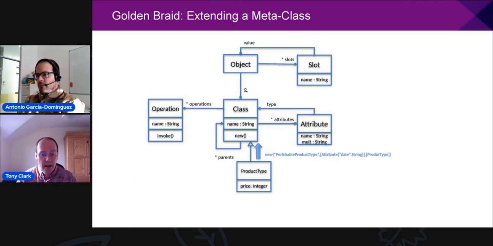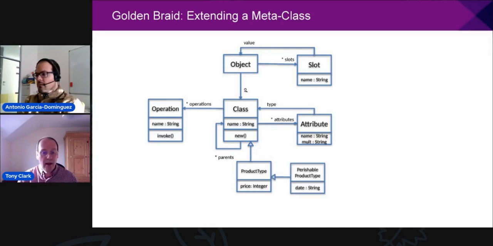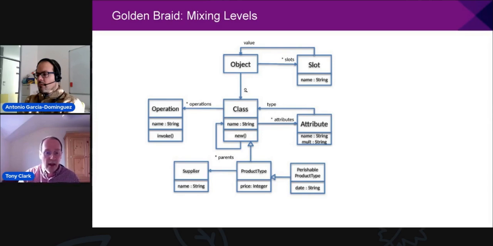Here's extending a meta class. We can take our language that we've just defined. It's very simple, but you could imagine a very rich language here. Product type, and we extend product type with a perishable product type, and that's easy to do just in the same way as we extended class. But it's at the language level below the language level that class is at, and then we can continue in that vein. Notice that we've got a huge number of levels being mixed here, and that's a challenge.